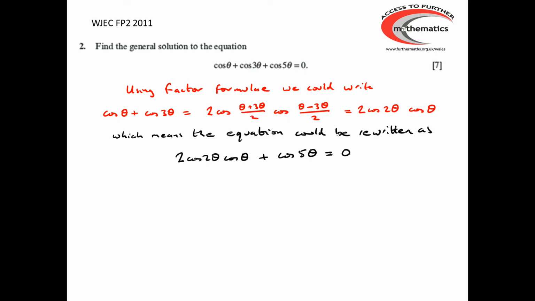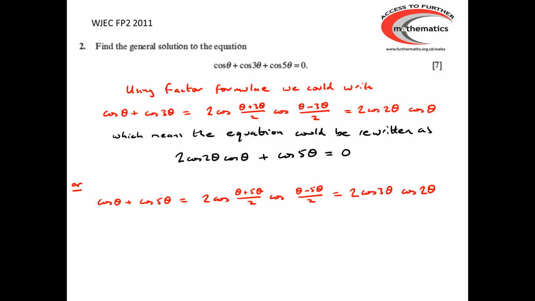So the equation that we've got would become 2 cos 2 theta cos theta plus cos 5 theta equals 0, which really isn't very much help. We've not made it any simpler than the original equation was. If anything, it's probably more complicated than the original equation.